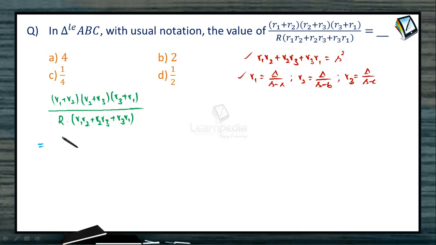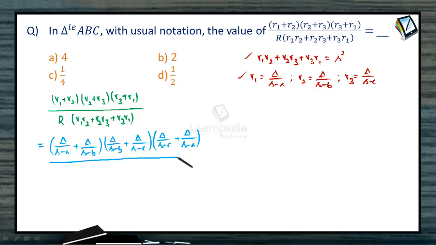Then the given expression becomes (delta by S minus A plus delta by S minus B) into (R2 plus R3), that is (delta by S minus B plus delta by S minus C), into the third factor (delta by S minus C plus delta by S minus A), whole divided by the circumradius R as it is, but R1 into R2 plus R2 into R3 plus R3 into R1 whose value is S square.